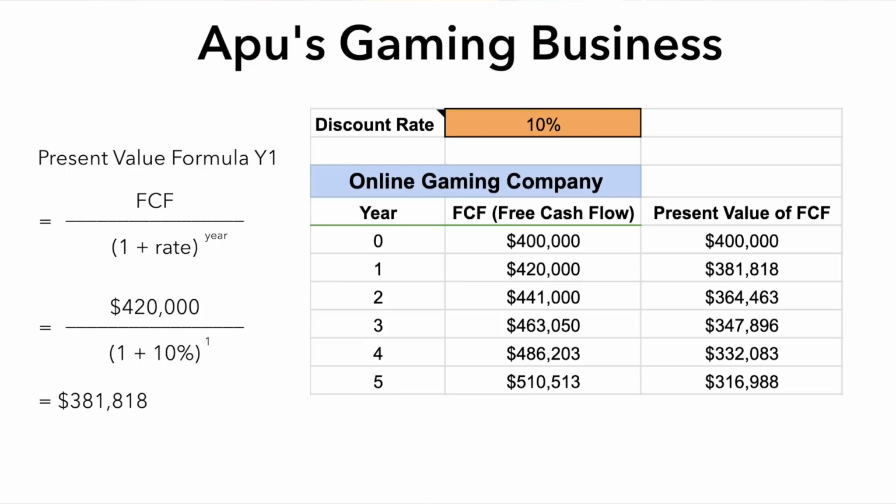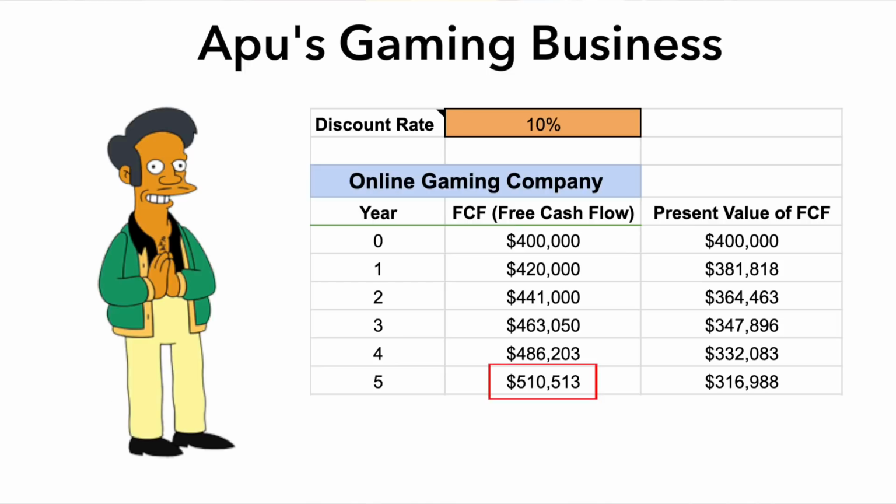And by using that discount rate, by year 5, the company will be generating about $510,000 in cash flow. And at that point, if you wanted a 10% return on your investment, you would know exactly how much to pay for that cash flow today.